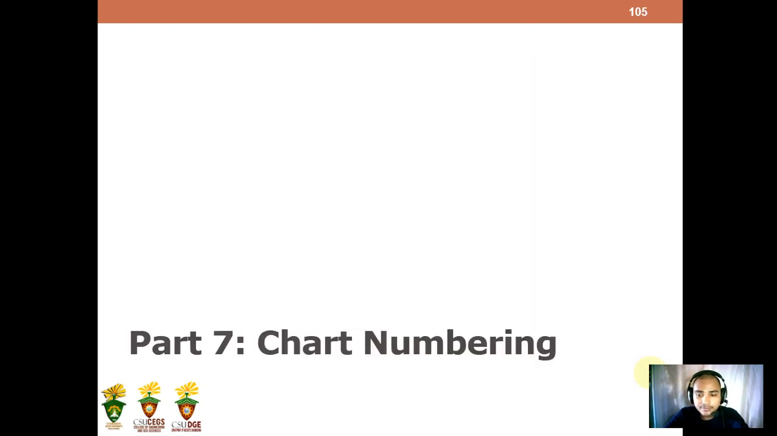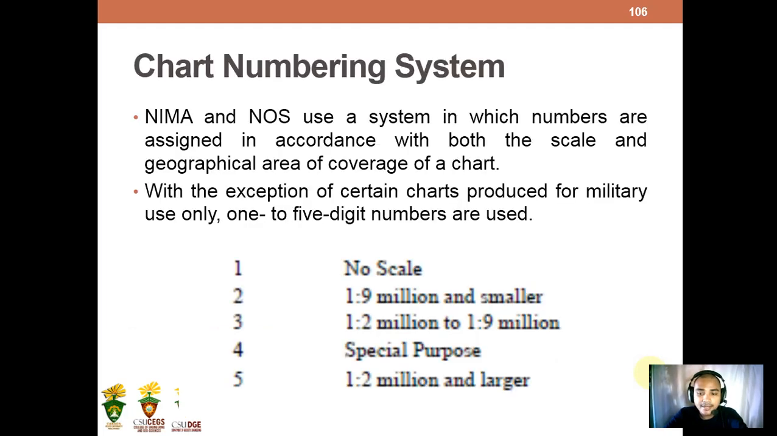Alright, so moving on to part 7, which is all about chart numbering. NEMA and the National Oceanic Service use a system in which numbers are assigned in accordance with both the scale and geographical area of coverage of a chart. So the numbers are indicated for zoning or clustering, so that they do not get confused when it comes to a specific area. Okay, that's zone 1. That is how their system works.